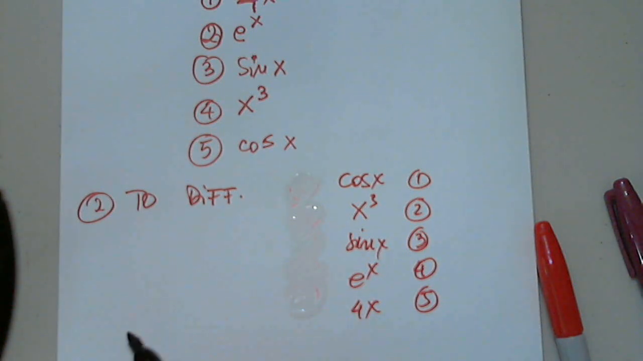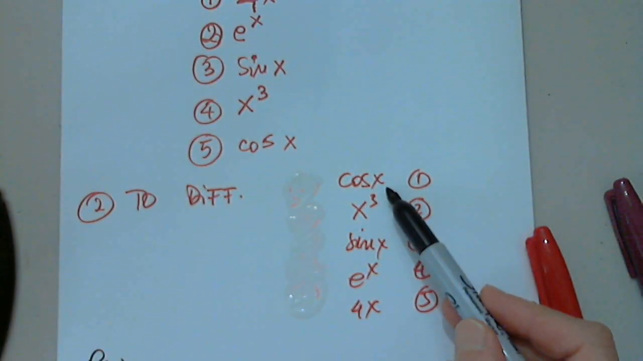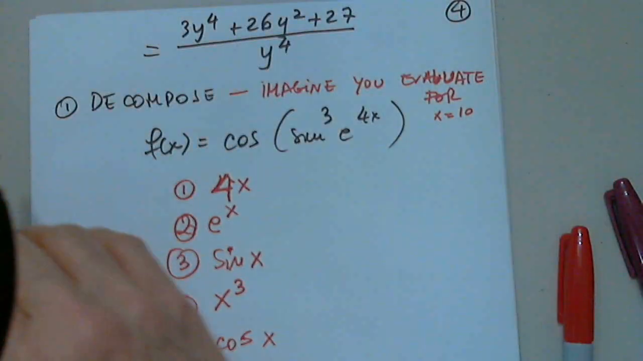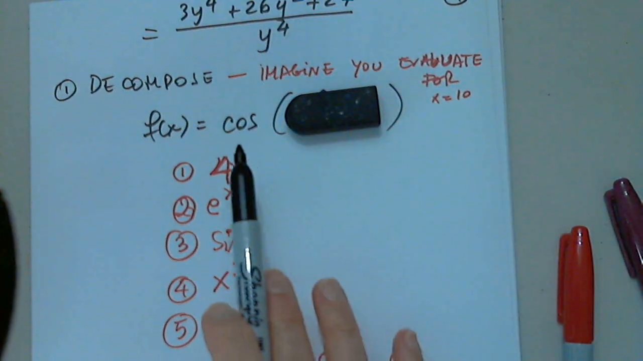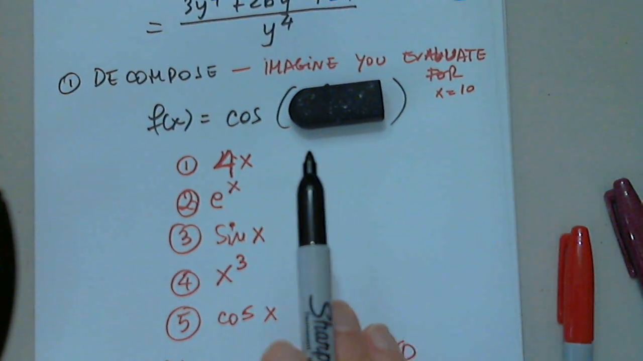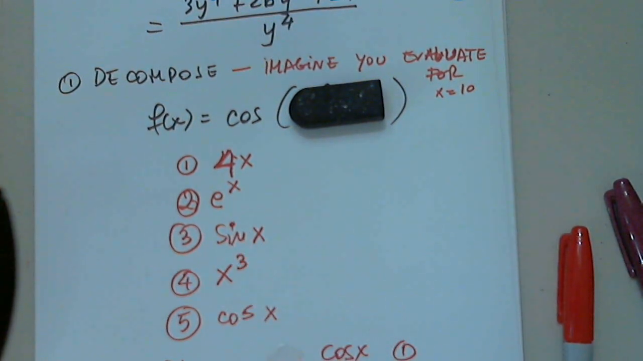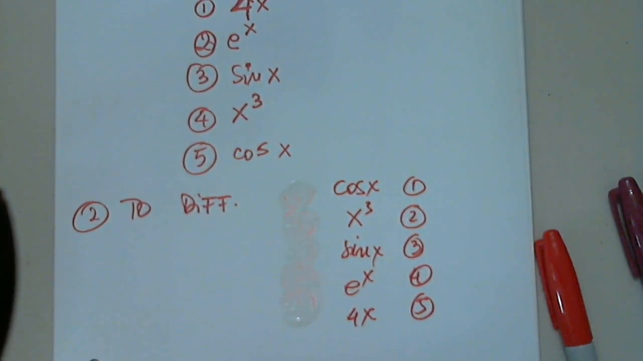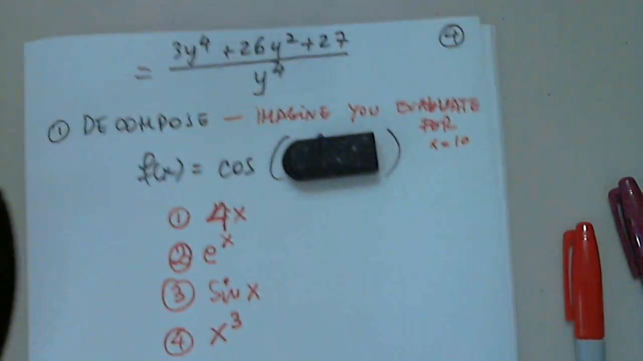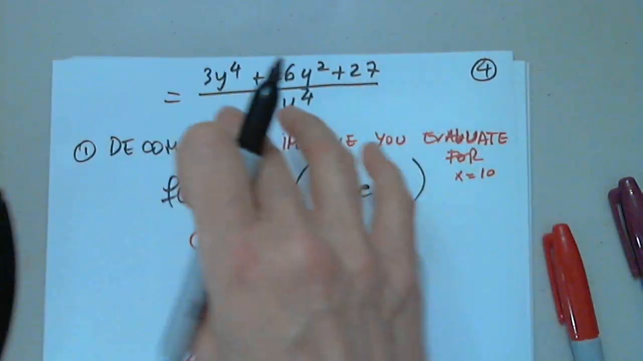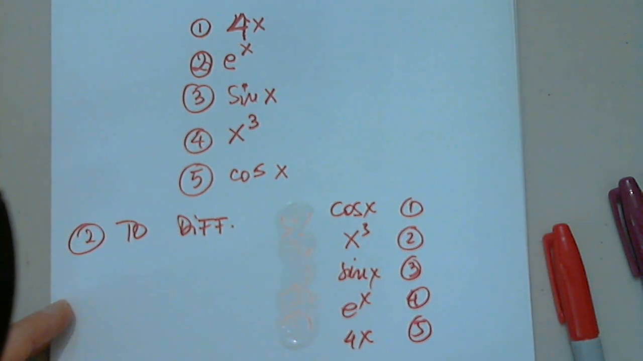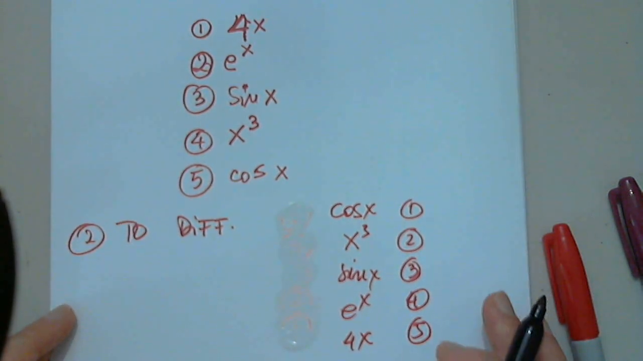Okay, so let's differentiate this function. We have to differentiate cosine first. So I have cosine of something, and I need to differentiate it. What will I write? Negative sine x. Awesome. Negative sine, not of x, but this whole thing. Good. So that will be of sine cubed of e to 4x. So this is done.